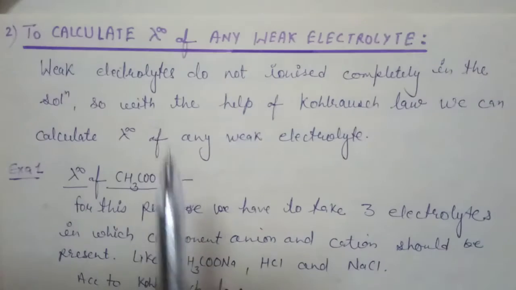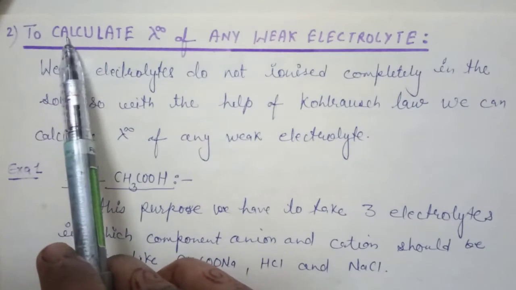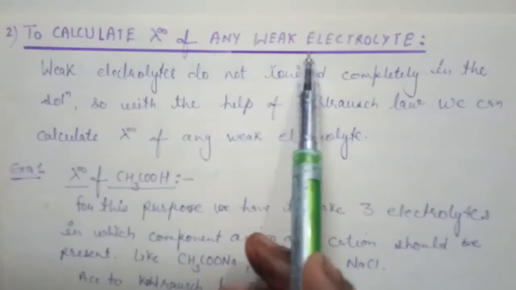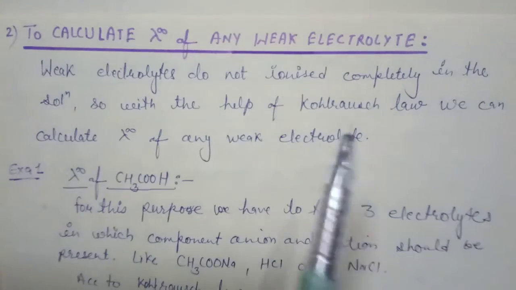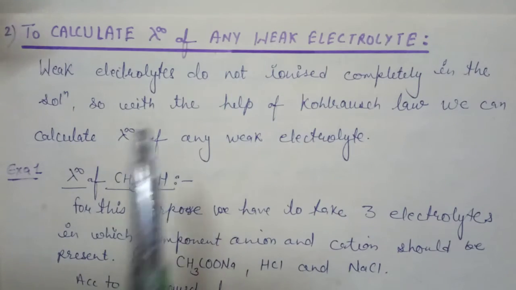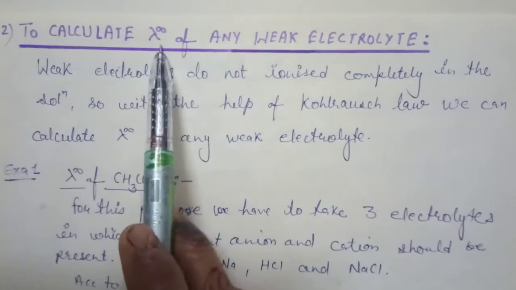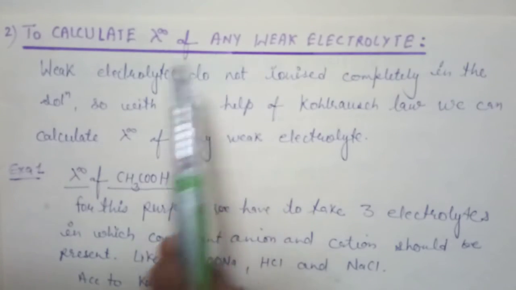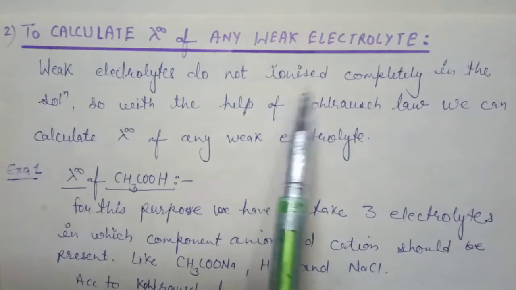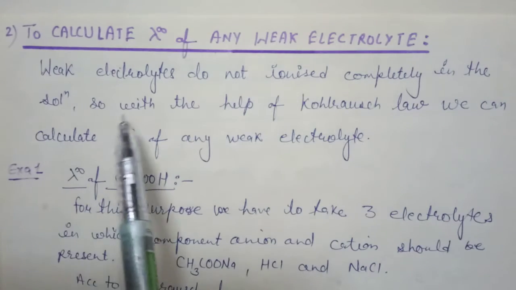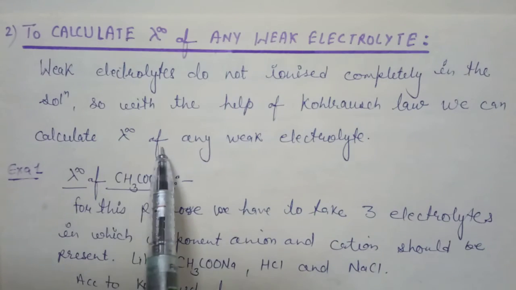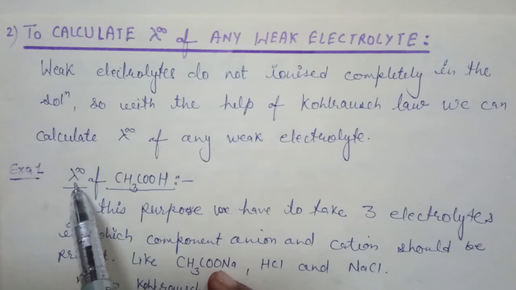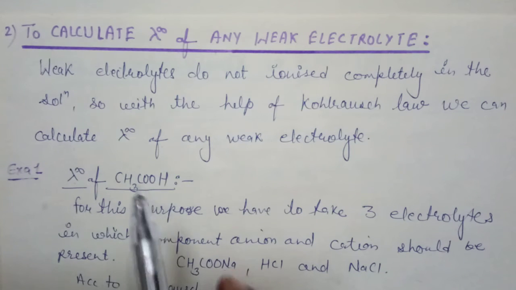Clear? Let's see the second application of the Kohlrausch law, to calculate lambda infinity of any weak electrolyte. We can easily calculate the molar conductivity at infinite dilution of any weak electrolyte. How? Weak electrolytes are not ionized completely in the solution, so with the help of Kohlrausch law we can calculate lambda infinity of any weak electrolyte. For example, first of all we are taking the example of acetic acid.